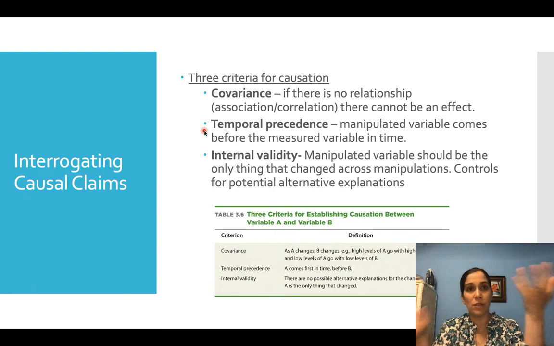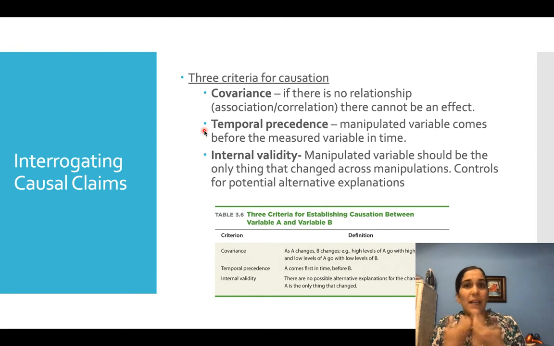That manipulation of the variable has to come before I give you the exam. Because if I give you the exam first and then I manipulate whether you studied or not, that's weird, right? I can't make a claim about anything about studying and grades because I gave you the exam before I manipulated anything. So temporal precedence is really easy. You just need to make sure that the manipulated variable, the thing that you want to see if it has an effect, comes before the measured variable, before your dependent variable.